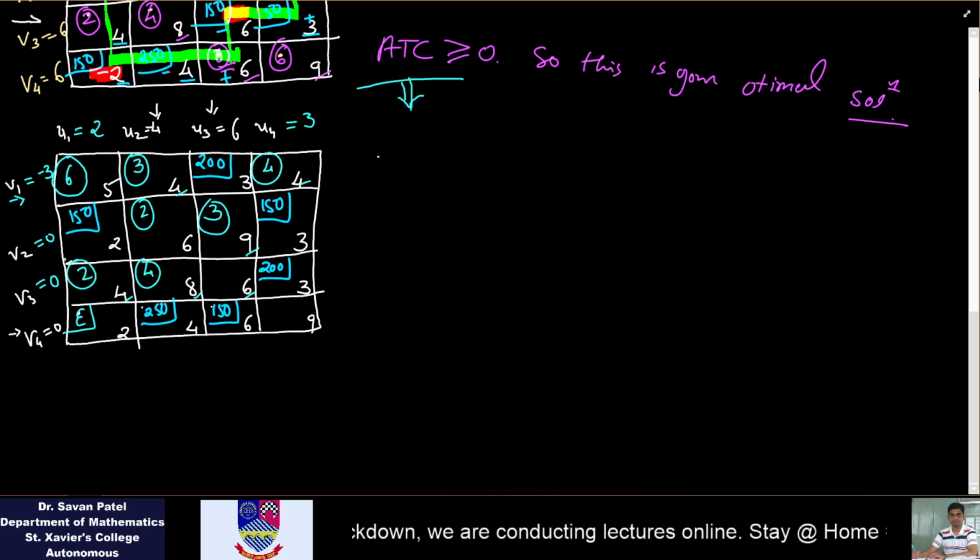6 minus 6 minus 0. So it is 0. 9 minus 3 minus 0. So 3 minus 0 is 3 plus 0 is 3. 9 minus 3, it is 6. So this is your alternate solution, and this is also an optimal solution. Okay, we have checked.